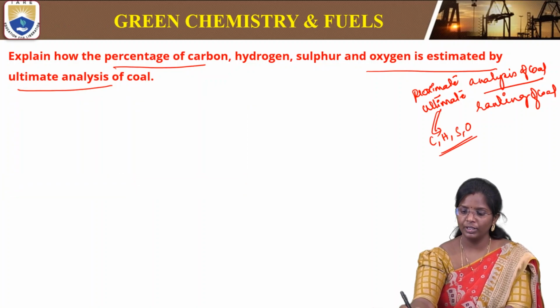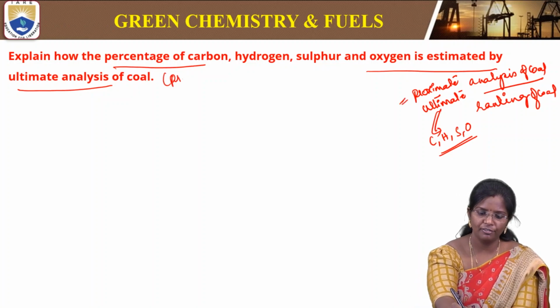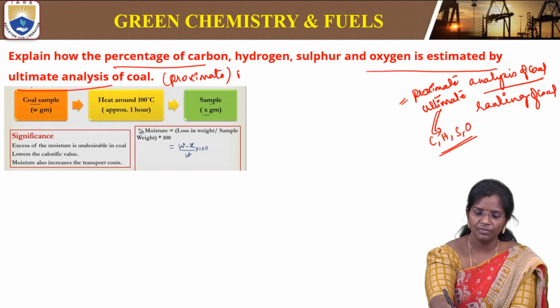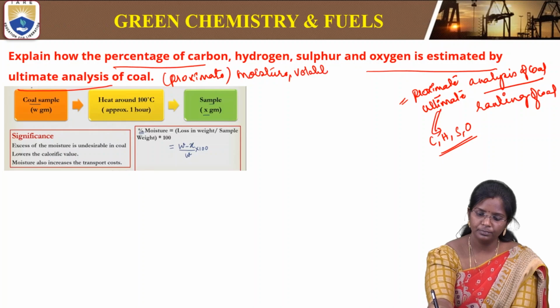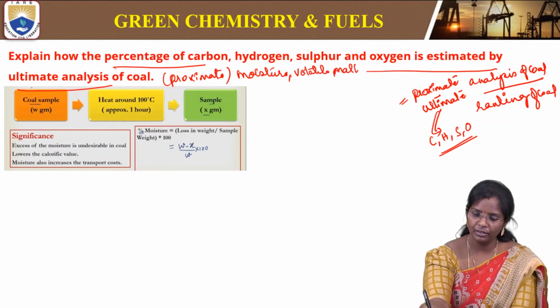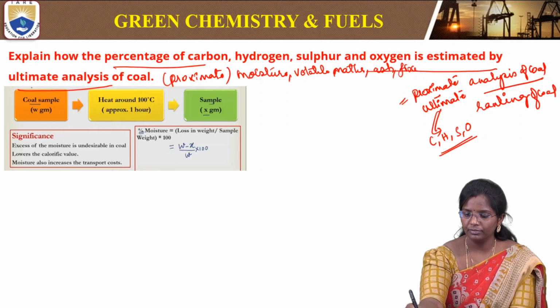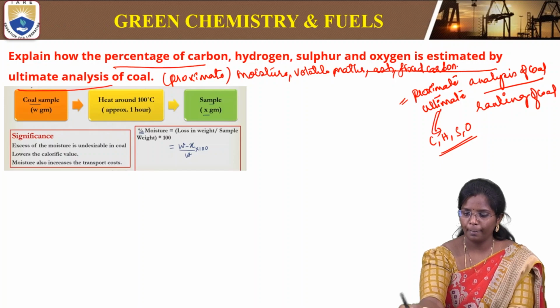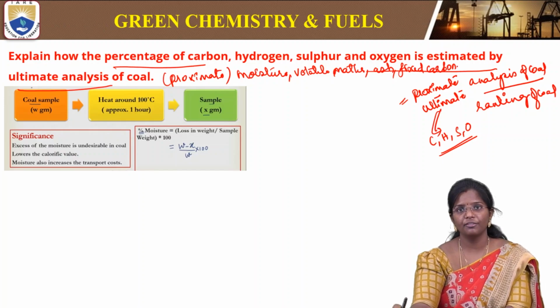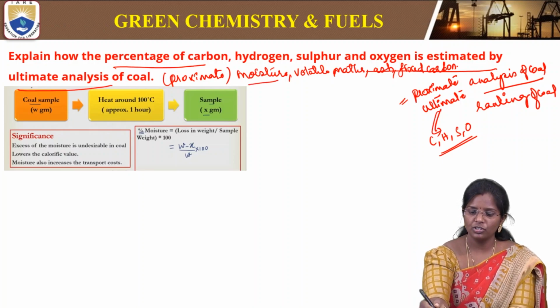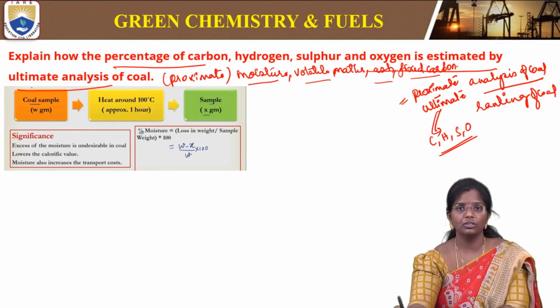For that we have to do the proximate analysis also. So let us first see how the proximate analysis is done. In the proximate analysis we have moisture, volatile matter, ash content and fixed carbon. Sometimes they also ask in a different way, like only proximate analysis wherein moisture, volatile matter, ash and fixed carbon should be mentioned.